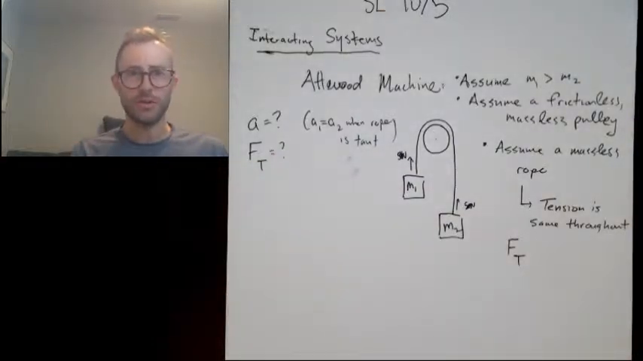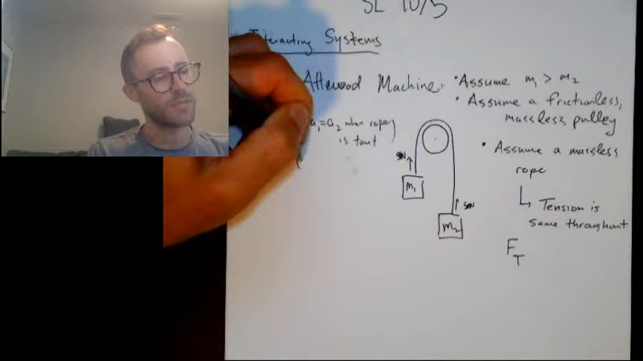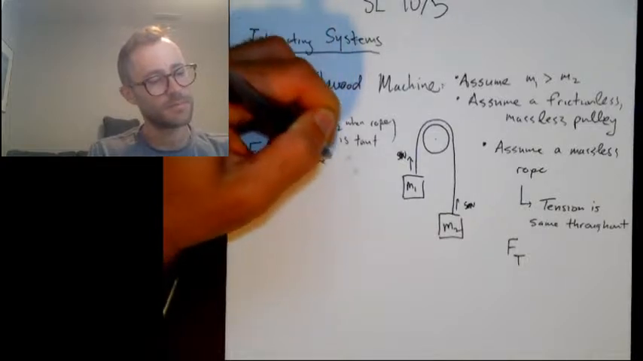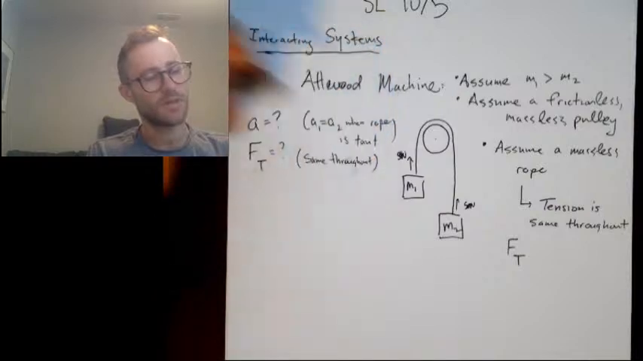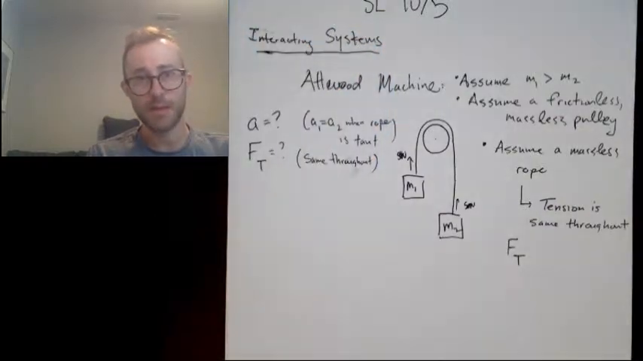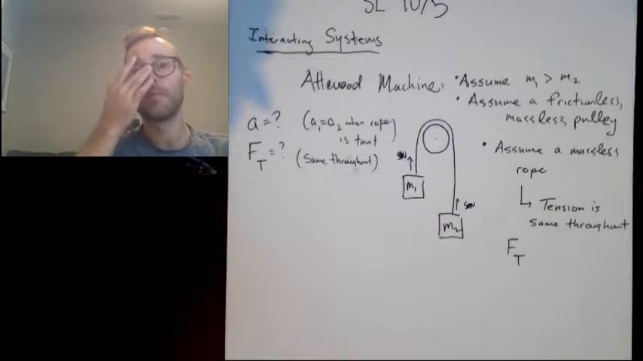So that's important to remember, that the rope has to be taut for that to be true. And the tension is the same throughout the rope. Okay? So these are the things that we need to solve this problem.